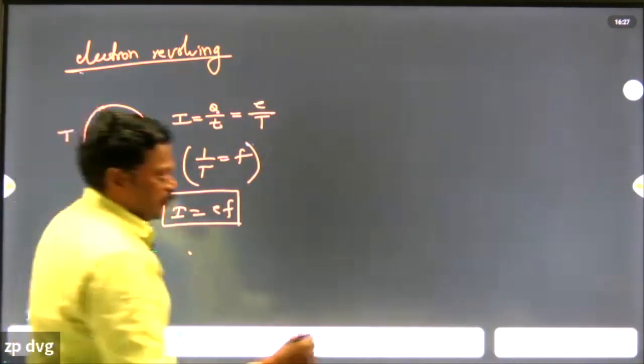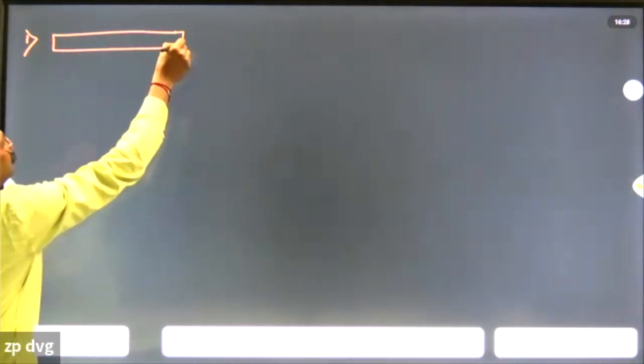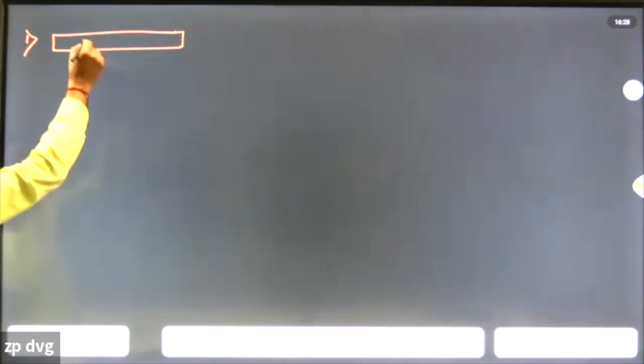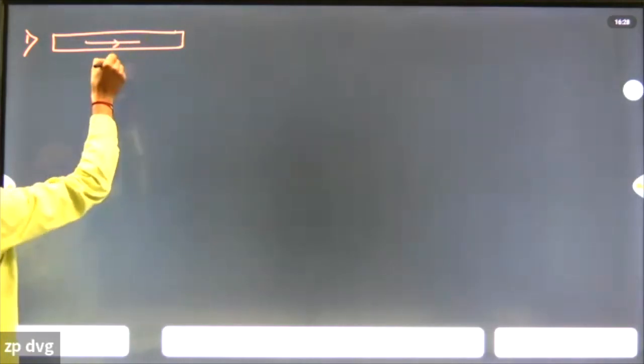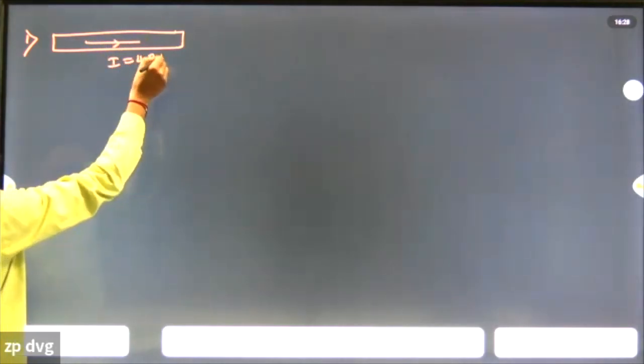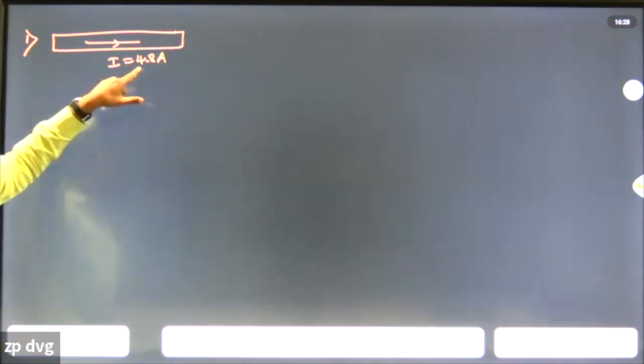Right. So with these things, let's take up questions. Let's consider question number 1. Let there be a conductor through which the amount of current flowing I is equal to 4.8 ampere. So what data have they given us? The data is that the current flowing in the conductor is 4.8 ampere. If 4.8 ampere current is flowing, then we need to find out the number of electrons that cross any section normal to the direction of flow of current per second.